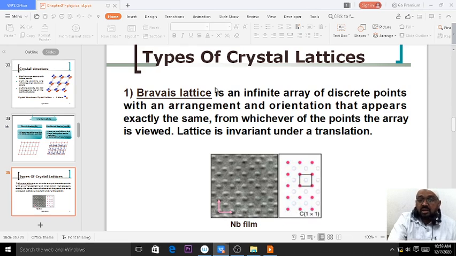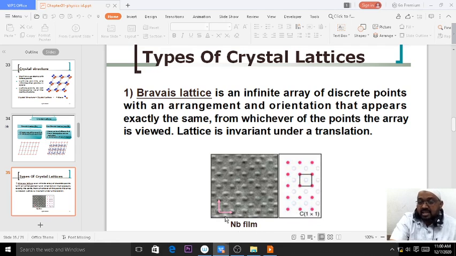Now let us have a deeper understanding of the different types of crystal lattices. The Bravais lattice is an infinite array. Why am I saying infinite array again and again? Whatever you are going to study is three-dimensional. At the atomic level, I am talking about a dimension of 10 to the power of minus 10 meters. Now we have taken an example of a niobium film here.